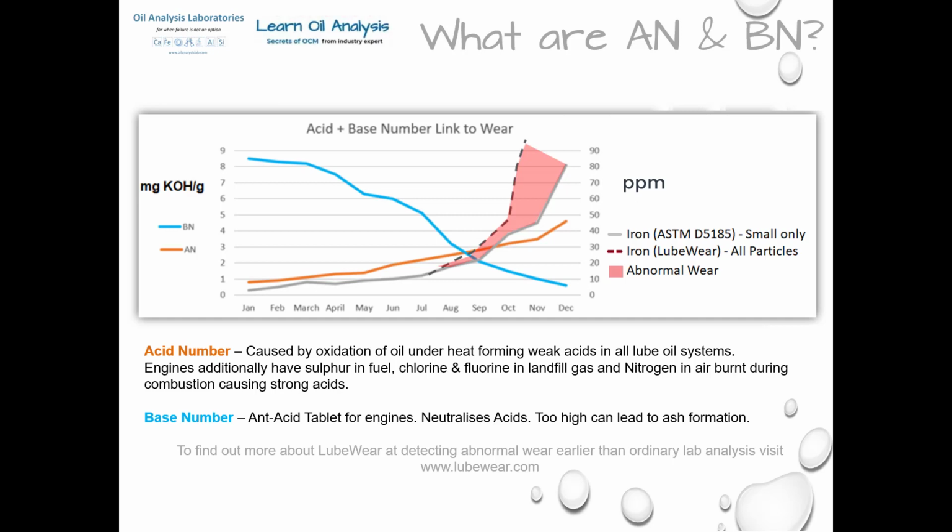If we come back to my evening meal scenario, I could before my meal take double, even triple the dose of antacids so I don't have any chance of indigestion. But I don't, because I read on the side of the packet the side effects. The side effect of too high a base number than is needed is ash formation.